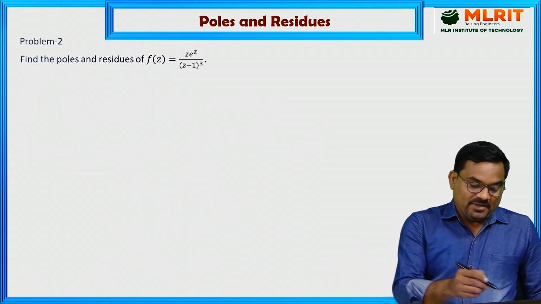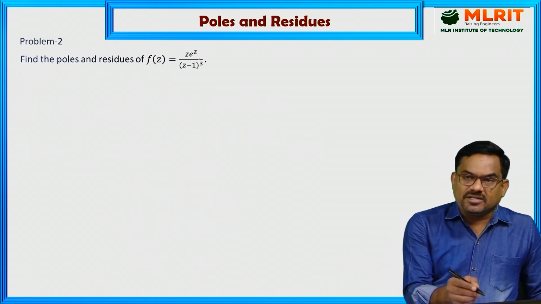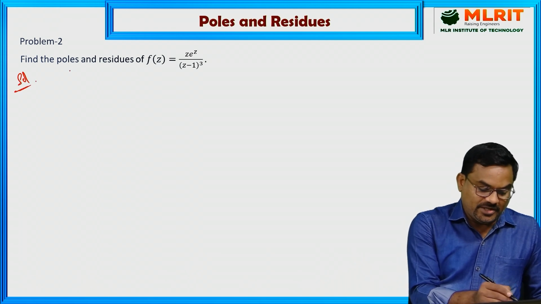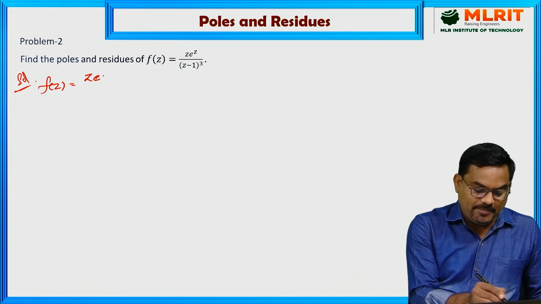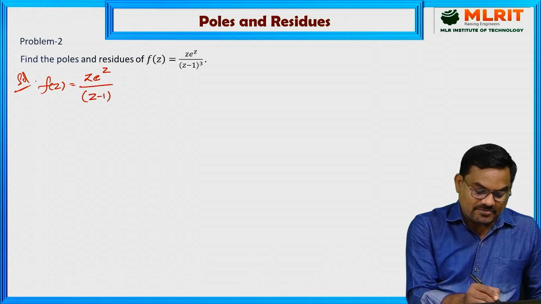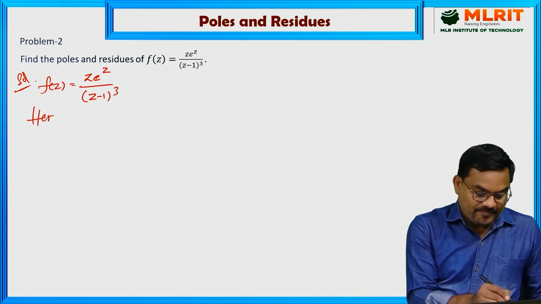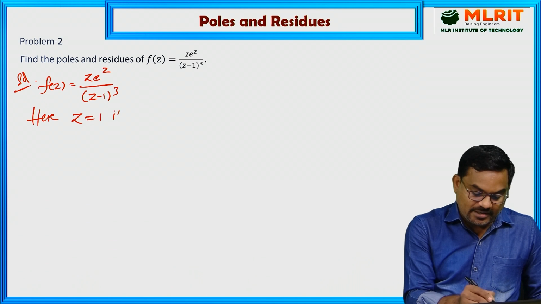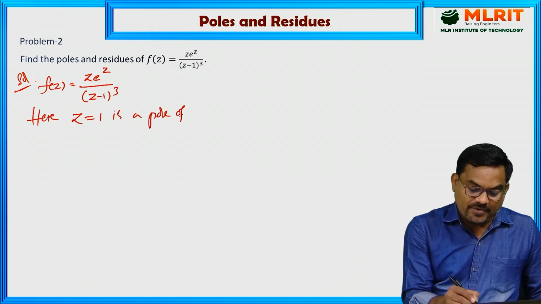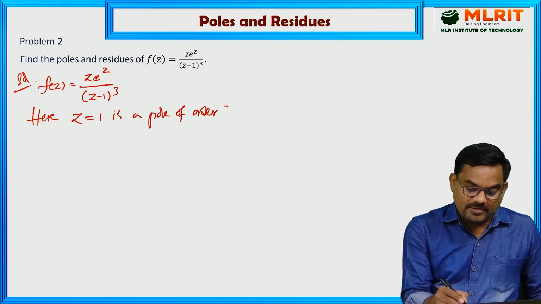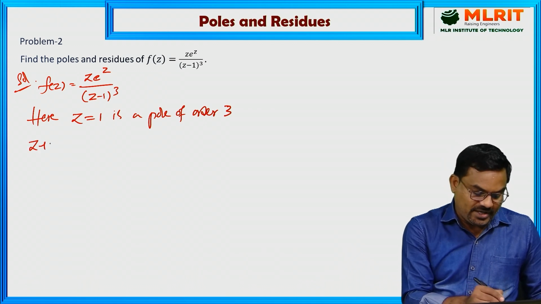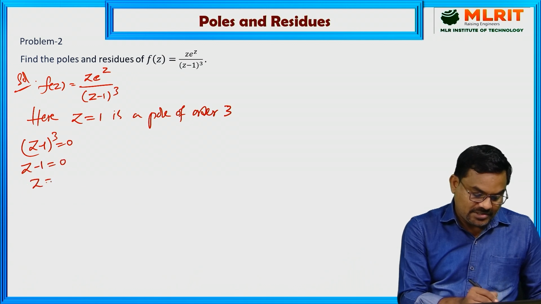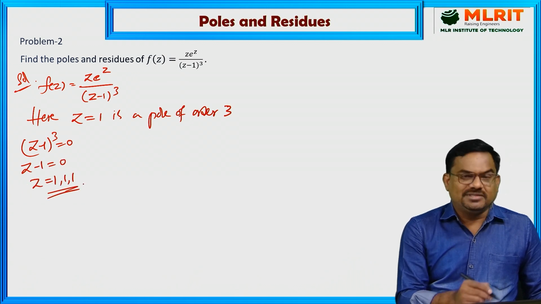Similarly, let us solve another problem. Here we need to find the poles and residues. So f of z is z e power z by z minus 1 whole cube. Here z equal to 1 is a pole of order 3. Here by equating the denominator to 0, what we get? Z minus 1 whole cube is 0. So z minus 1 is 0. Z equal to 1, 1, 1, 3 times.